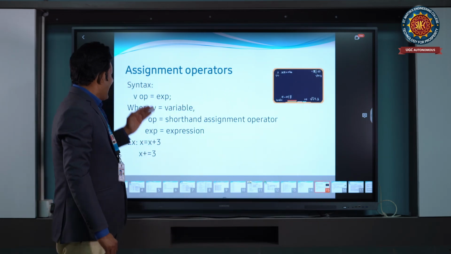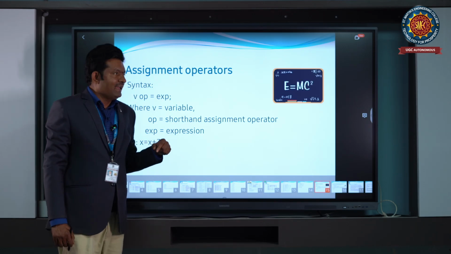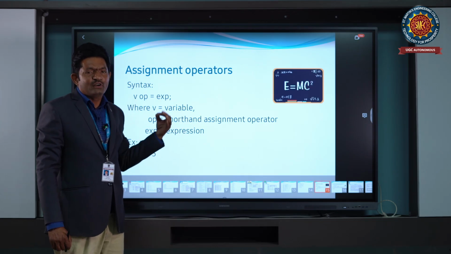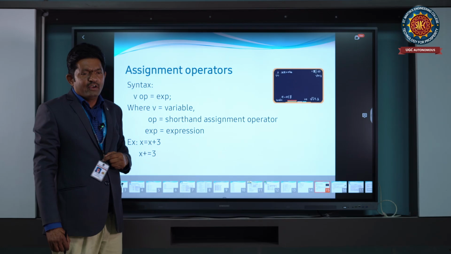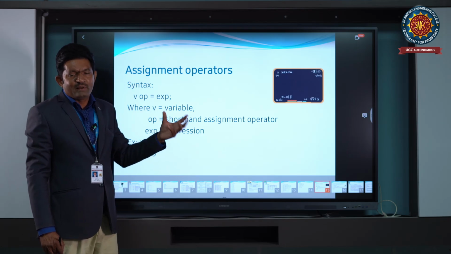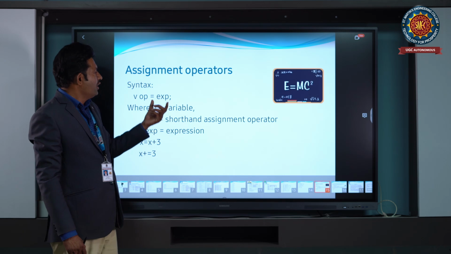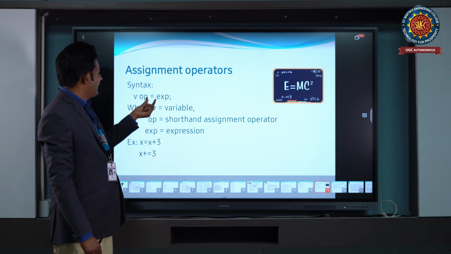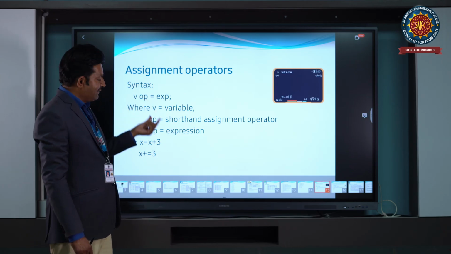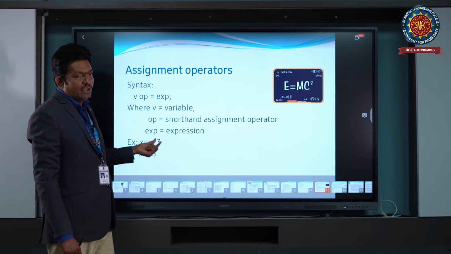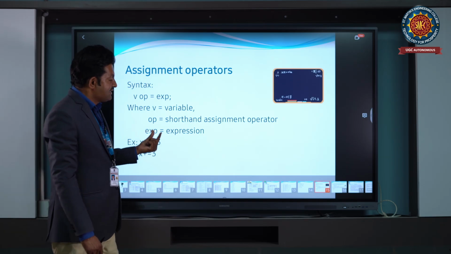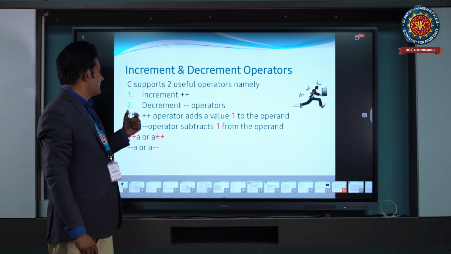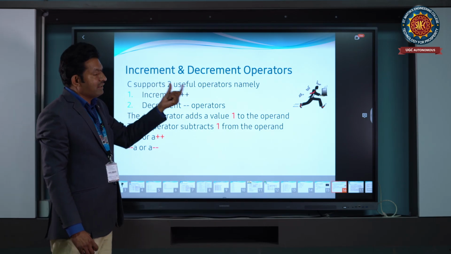Next, coming to the assignment operators. Assignment means we are using expression values: Y is equal to mx plus c, E is equal to mc square, V is equal to u plus at, S is equal to ut plus half at square. Like that, expressions are available, and we are assigning different values to the left side using the operator equal to. So equal to is the assignment operator. For example, x is equal to x plus 3, we have to evaluate that expression. That is assignment. Next one is the increment and decrement operators.